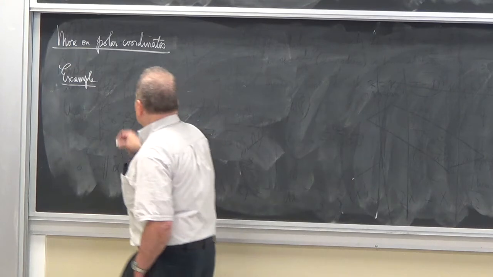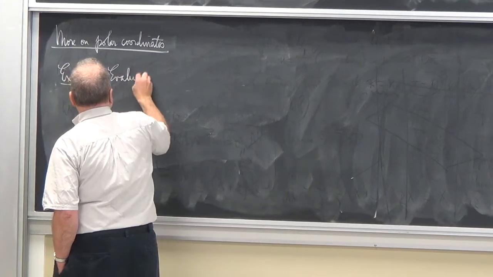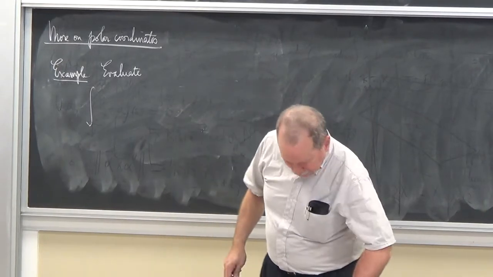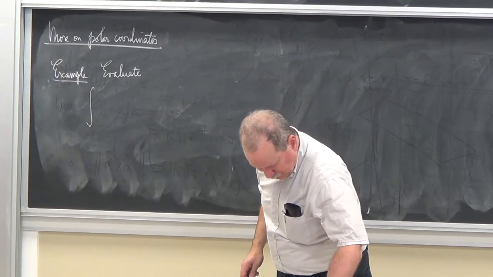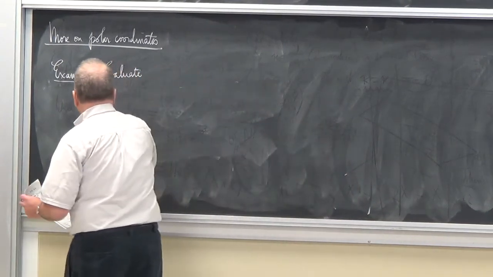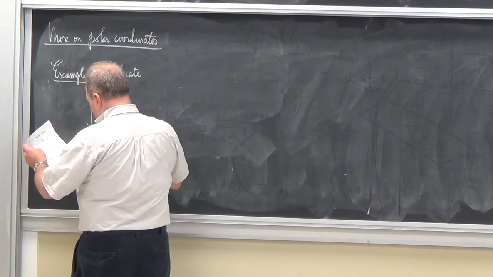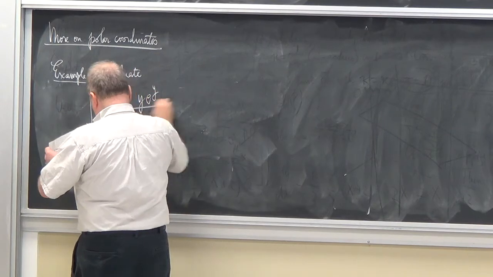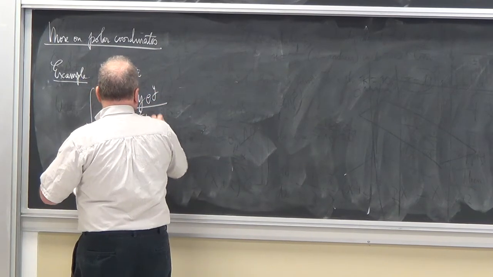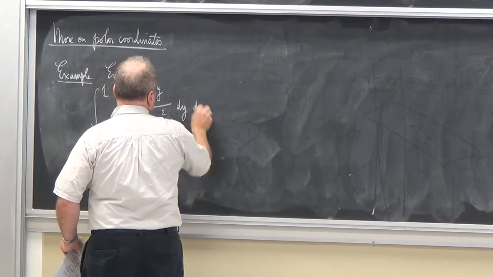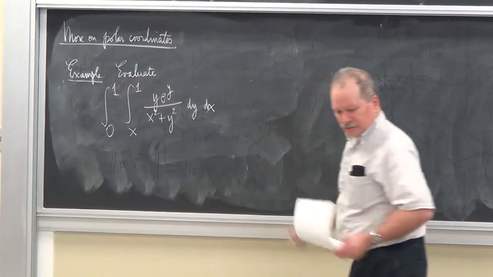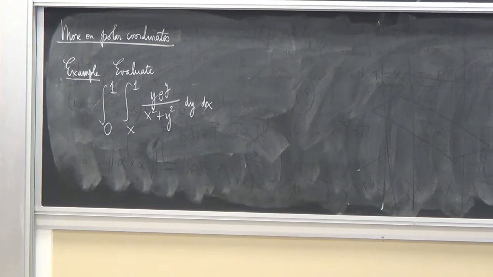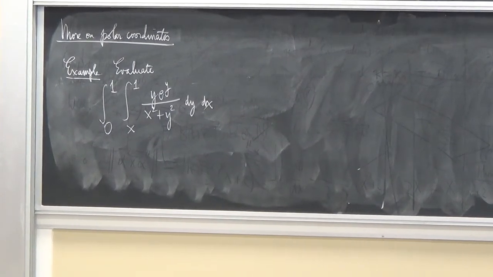So evaluate the following integral. I'm going to have to cheat, I'm not going to remember this. Integral from 0 to 1, integral from x to 1, y e to the y over x squared plus y squared, dy dx. Piece of cake. Oh yeah, Cameron's got it in his head.